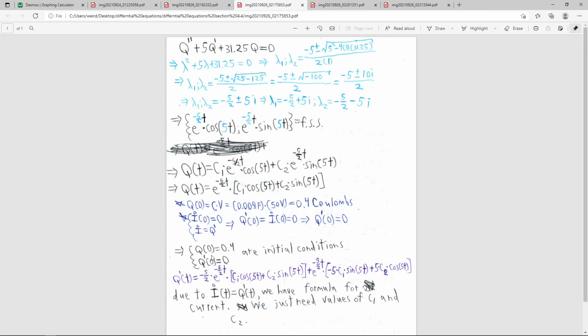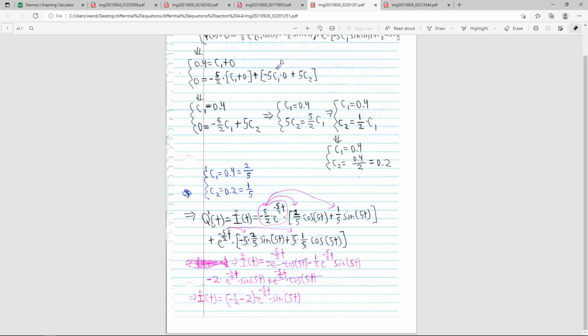We plug in the Q prime at t instead of Q at t, because there's no point in taking the derivative of that again. We want I at t. We don't care about Q at t. So Q prime at t equals I at t. When we plug it all in, we have to distribute, and we cancel out a couple terms. We combine like terms in the end and simplify. After distributing this in, we can combine them. So the cosine terms both cancel out, and the sine terms can be merged. So it's negative 1 half minus 2 times e to the negative 5 halves t times sine of 5t.